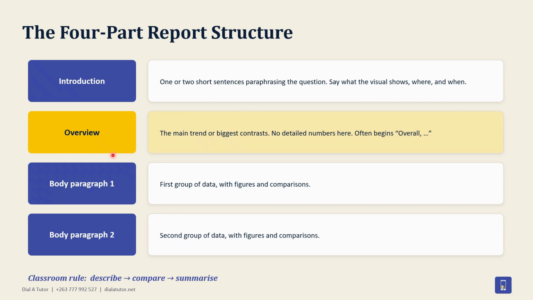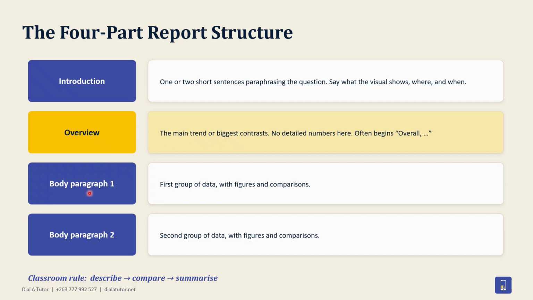Then the next paragraph shouldn't also be long. It describes the main trend. So part 2, which is the overview, and notice it is highlighted in yellow on your screen because it is the paragraph the examiner looks for first after the introduction. The overview gives a big picture, the main trend, or the biggest contrasts. And here is the golden rule: no detailed numbers in the overview. If your report has no overview, your task achievement score hits a ceiling, no matter how good the rest is. So it's very important that you look at that.